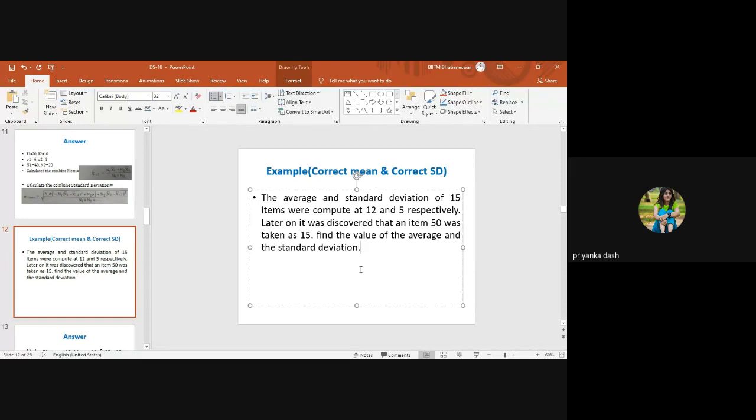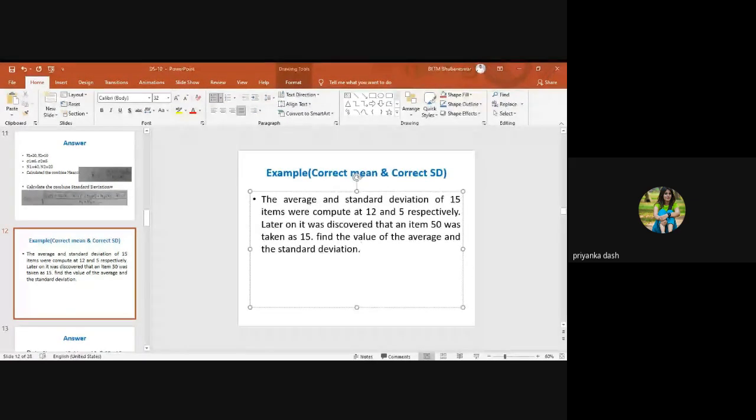If anyone does not understand the concept of correct mean and standard deviation, ask freely, because this type of question repeatedly appears in every exam. Last line: we have the number of items given as 15.